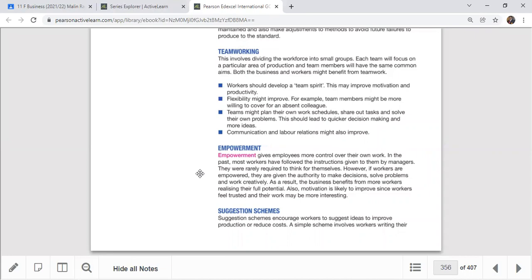However, if workers are empowered, they are given the authority to make decisions, solve problems, and work creatively. As a result, the business benefits from more workers realizing their full potential. Also, motivation is likely to improve since workers feel trusted and their work may be more interesting as a result of that. For example, you're giving some powers to some workers, you believe in them. So it's not always information giving, it's kind of a consultancy. You're giving them some powers.